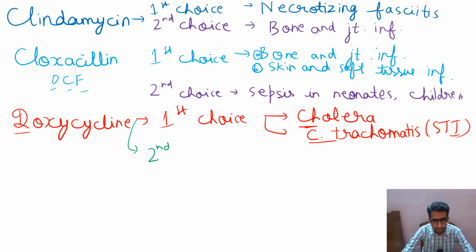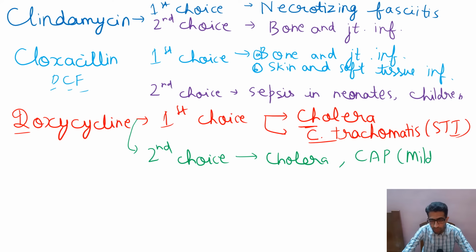Okay, then second choice drug also in some cases it is cholera, then community acquired pneumonia, mild to moderate, and exacerbations of COPD. Like here also lots of C's are there, so just remember that wherever there are lots of C's, it can be a compact disc, exacerbation of COPD.